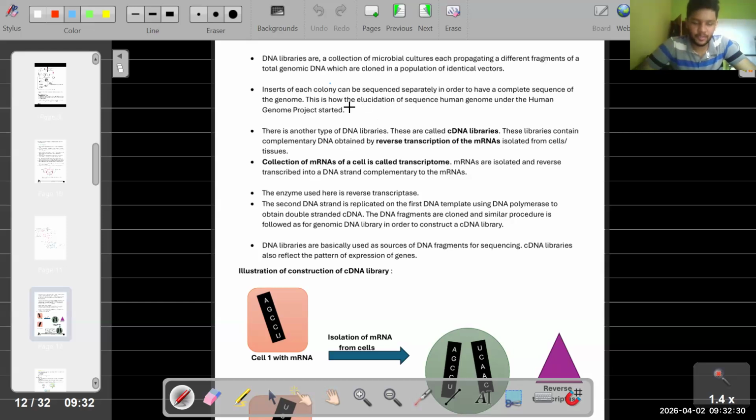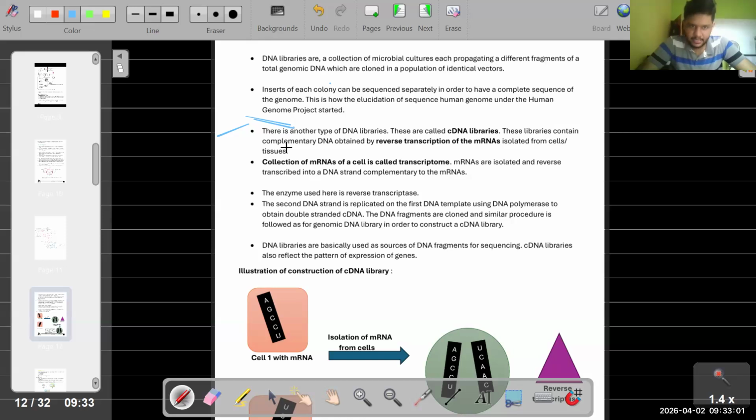Normally in our syllabus they include some additional information which is not required for the content, right? Okay. There is another type now. This was up to this point. With this point, we are coming to the end of the genomic DNA library. From here onwards, we'll be studying the complementary DNA library. There is another type of DNA library which is called the cDNA library, or complementary DNA library.